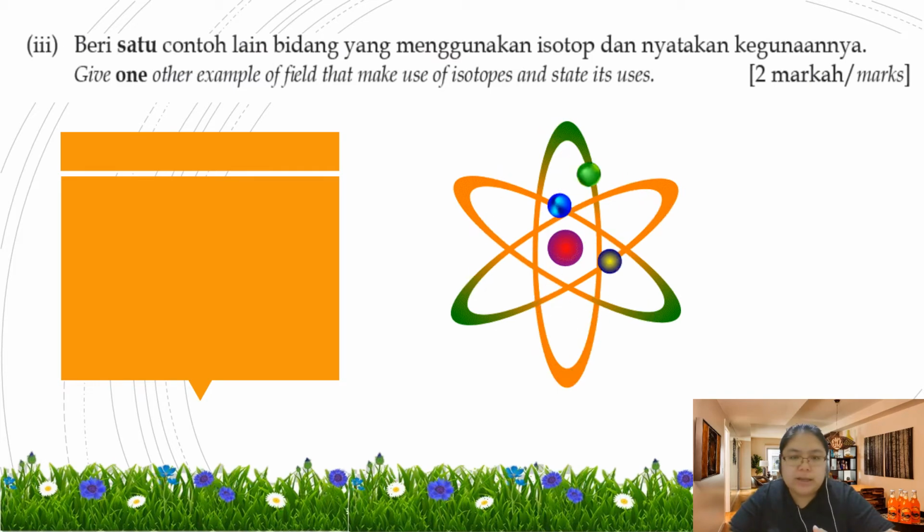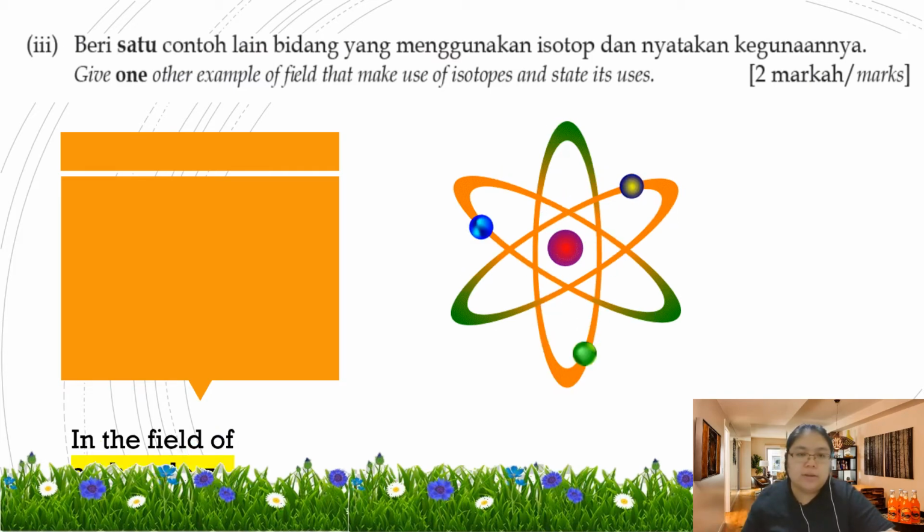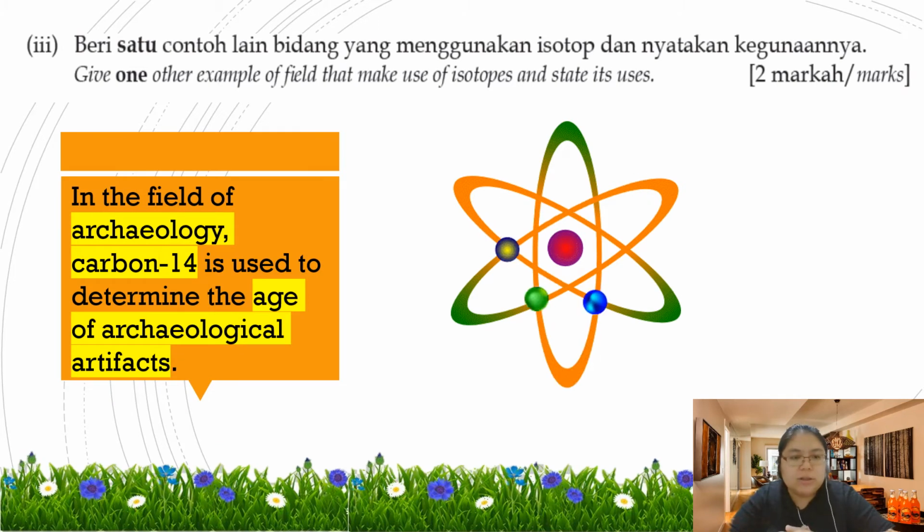Okay, we're going to check whether the answer is correct or not. Artifacts. So from here, in the field of archaeology, carbon-14 is used to determine the age of archaeological artifacts. They want to find out how many years ago the object existed. So they use carbon-14 to trace it. So this one is another example.